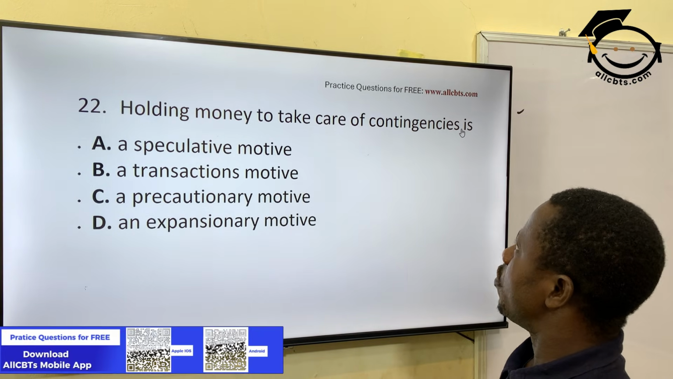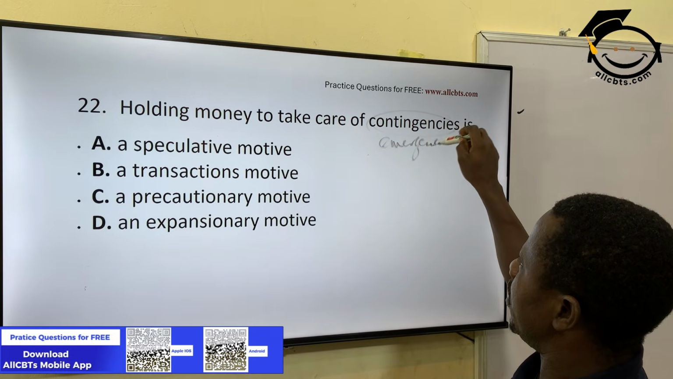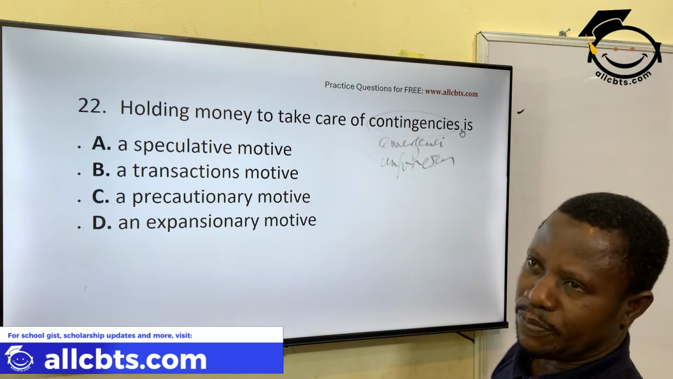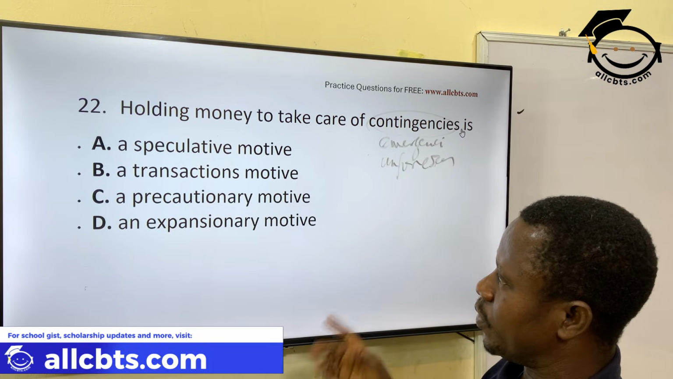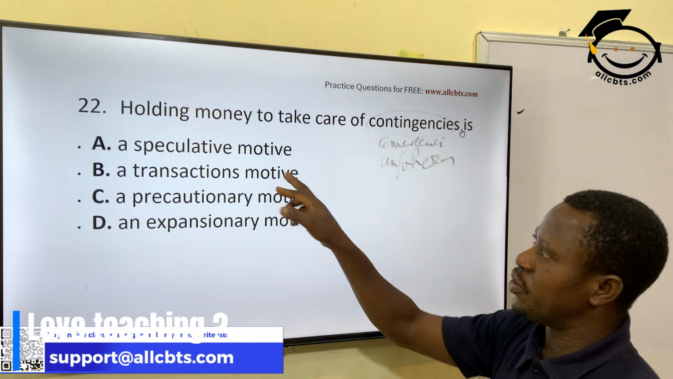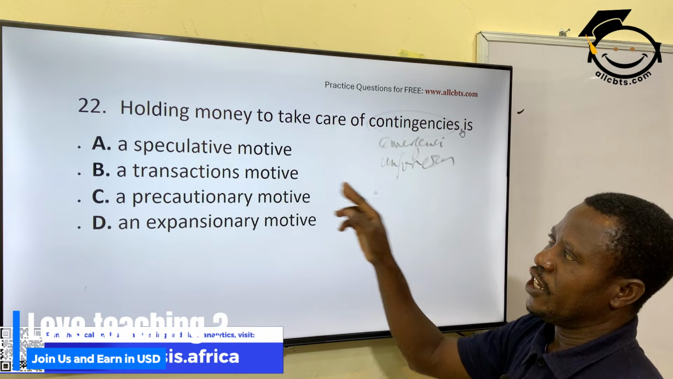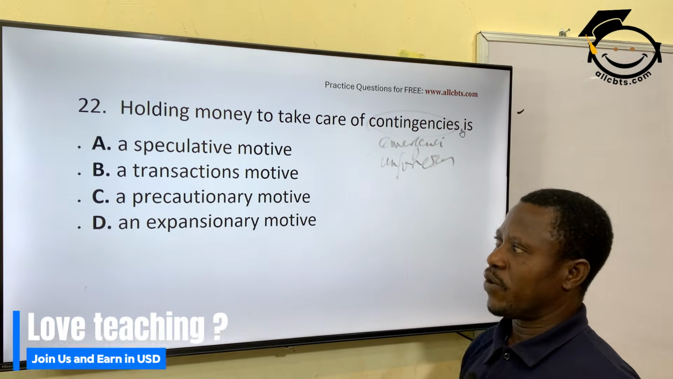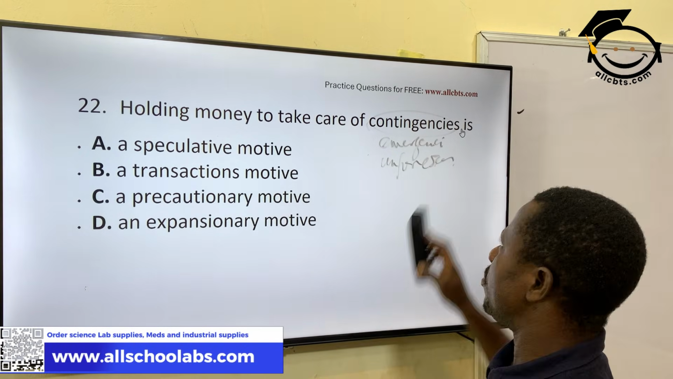Holding money to take care of contingency. The word contingency means emergency, unforeseen circumstances. What you don't plan for may happen. So what do you call such money? Speculative, transactionary, precautionary, expansionary. The answer is precautionary, option C. Transaction is money you keep for daily expenses, what you spend daily, your transport, your feeding. Speculative is the money you keep for investment, special purpose. Precautionary is the money you keep for emergency, contingency, unforeseen circumstances that may happen.